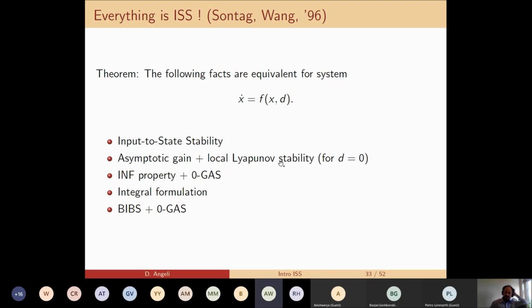I think yes? There might be a question. I don't know how long it's been up. Sorry, I didn't notice, sorry. Just on the previous slide, on slide 32.